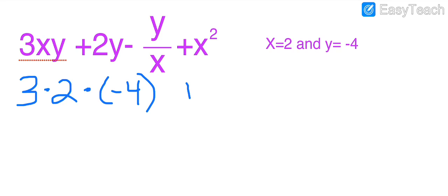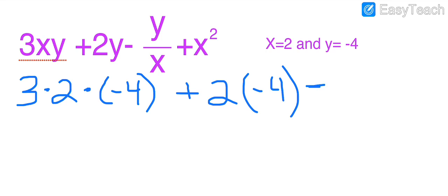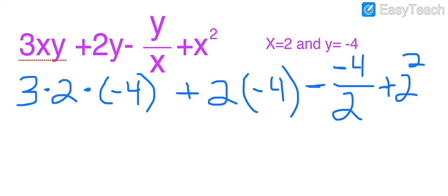Then we move on with the rest of the substitution, plus 2y, and once again that's 2 times y, with y being the -4, because multiplication is a default operation. Then we have minus y over x, so y is -4 on the top, x is 2 on the bottom, plus x squared, with x being 2, so it's plus 2 squared. Now we've substituted in.